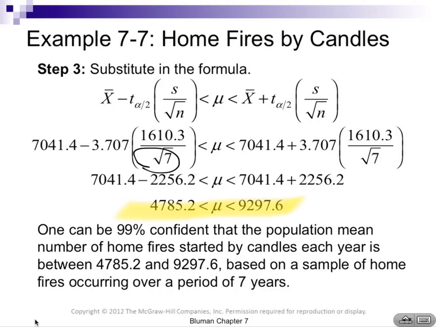started by candles each year is between 4,785.2 and 9,297.6 based on a sample of home fires occurring over a period of 7 years. Make that final statement as best you can.